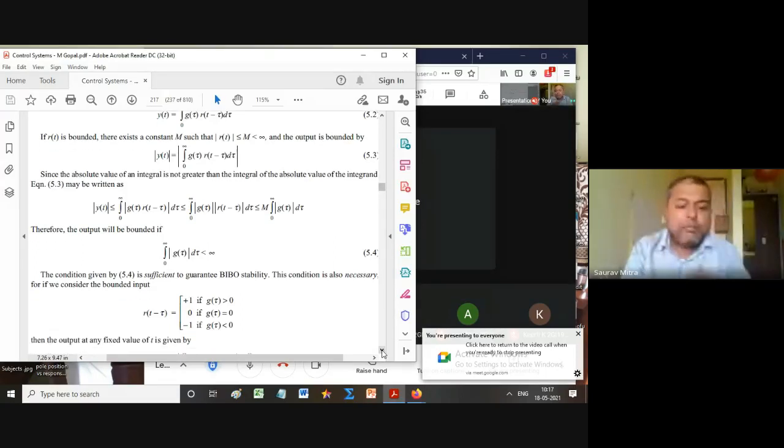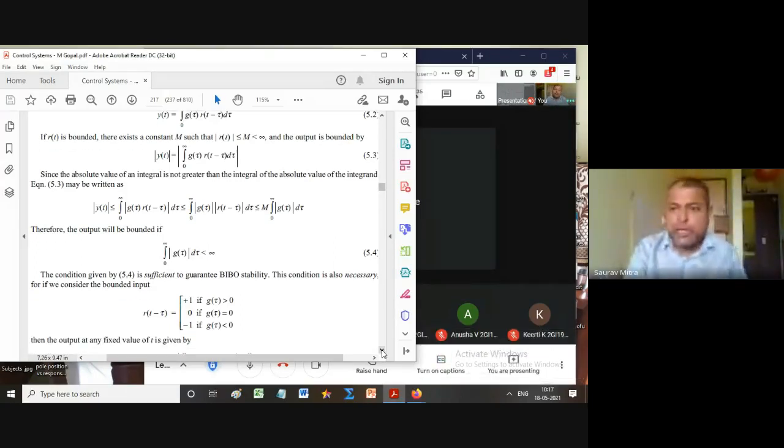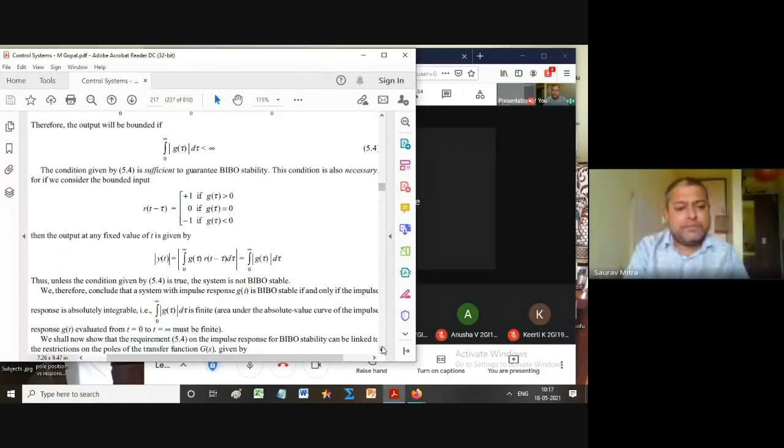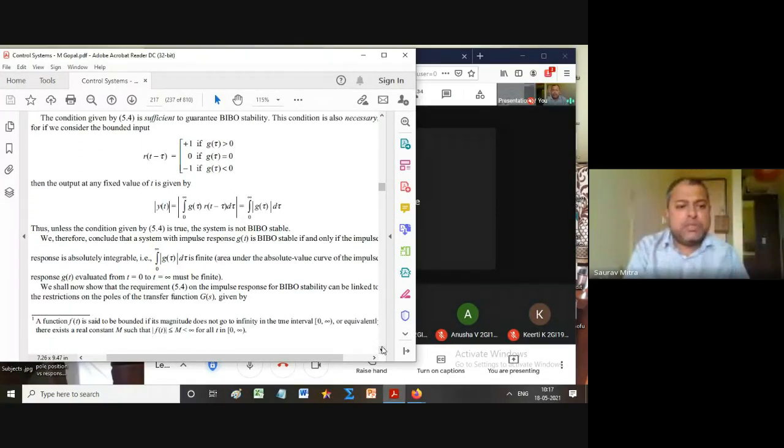So what is meant by BIBO stability? Bounded input should produce bounded output, and to produce bounded output, whatever transfer function we are having, that transfer function integrated over time should produce a finite value. It should not be infinite. Okay, so in that case we can say that the system is bounded-input bounded-output stable.